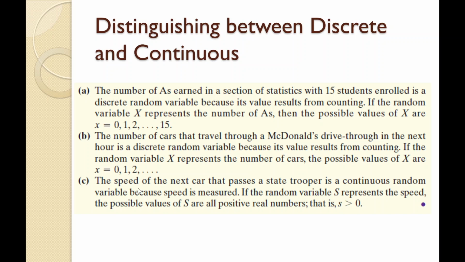And then finally, the speed of a car that passes by a state trooper is a continuous random variable because the speed is measured. If they're using a radar gun, it might say you went 87.2 miles, and maybe there's a little bit extra or something like that. If the random variable s represents speed, then it's any real positive value bigger than 0. I guess there would probably be a limit on this, but you'd have so many increments in between. Would it be finite? I don't know. I'll have to debate that with myself, but not here.